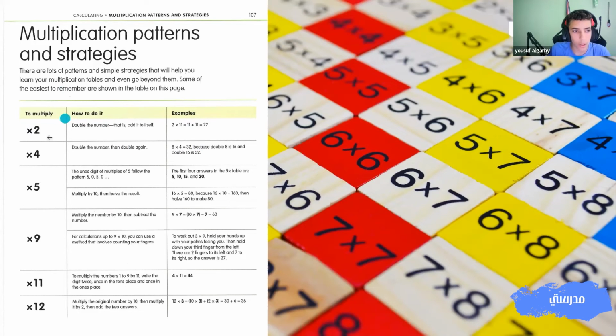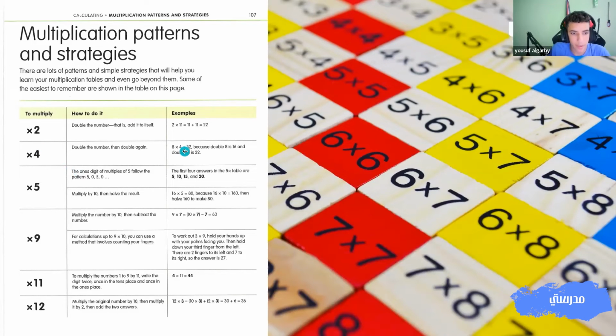All right, so if you want to multiply anything by 2 and you don't know how to, you can just add that number to itself. So if you had 6 times 2, you can just add 6 plus 6 and you get the answer, which would be 12. Okay, so now multiplying by 4, you would double the number, and then double it again.